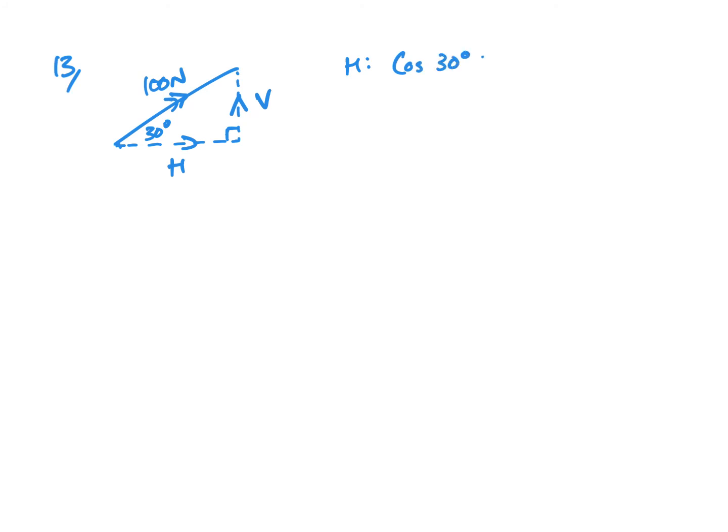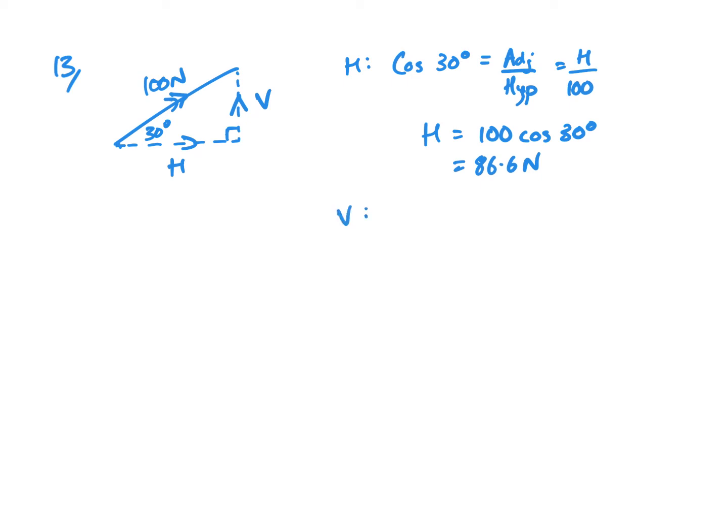Cos 30 degrees is adjacent over hypotenuse, which is the H that I'm trying to work out, divided by 100. So multiplying both sides by 100, I get H equals 100 times cos 30 degrees, which is 86.6 newtons. It is a force. You're taking a force and working out how much of it acts in each of these 2 directions.